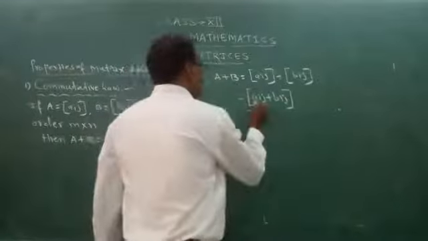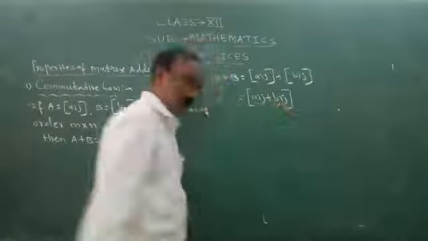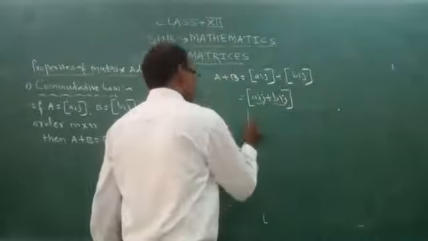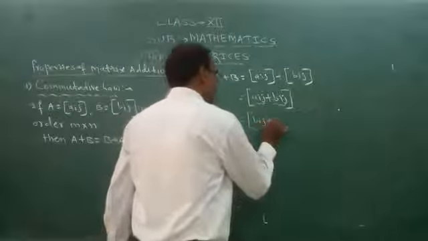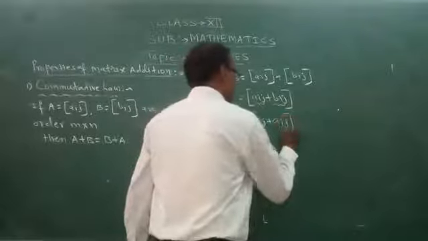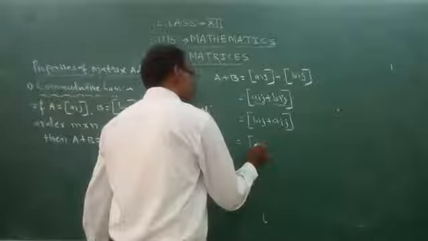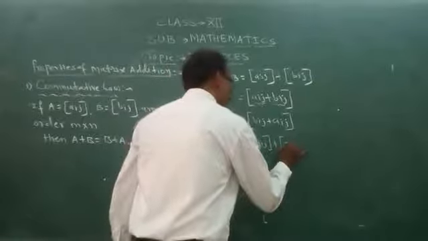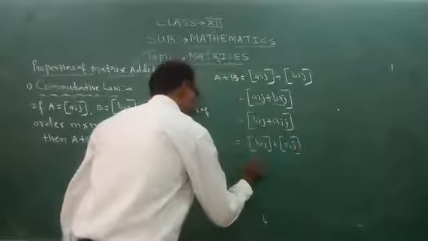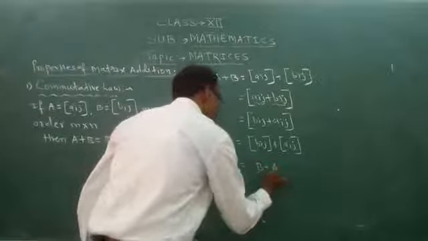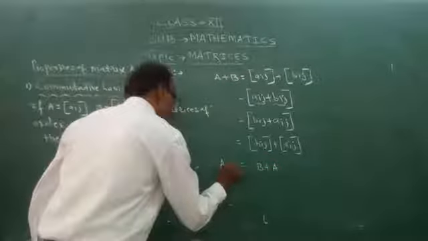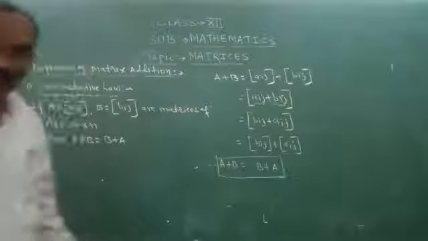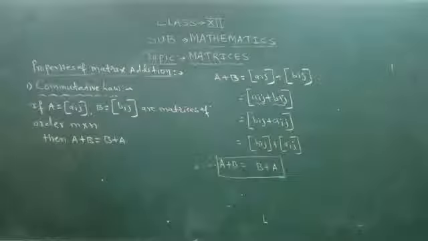Now see, this is a number, this is also a number. So we know that numbers are commutative. So I can write this as Bij plus Aij. Again I can separate it. This is Bij plus Aij. So what is that? That is B plus A. Therefore A plus B equals B plus A. Hence the addition of two matrices is commutative.